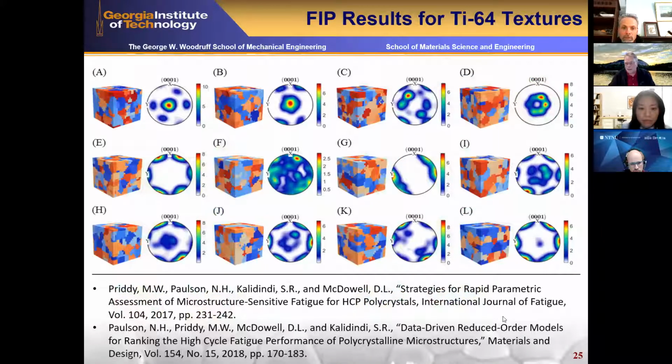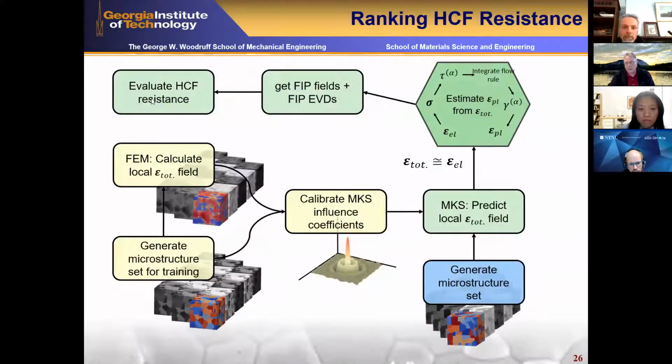With this kind of a strategy, we can then really do a rapid comparison of different microstructures. So these are a number of textures for Ti64, and of course in low symmetry titanium alloys, texture plays a dominant role. And then using this strategy, we can generate the sets of microstructures. We can rapidly evaluate them, not using crystal plasticity finite element anymore, but using the Kroner type strategy, and then compare the cumulative distribution functions for the maximum fatigue indicator parameters.